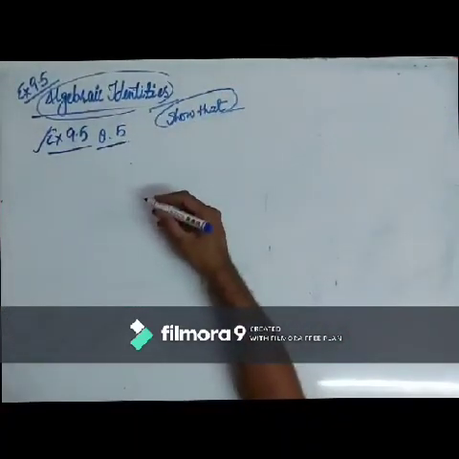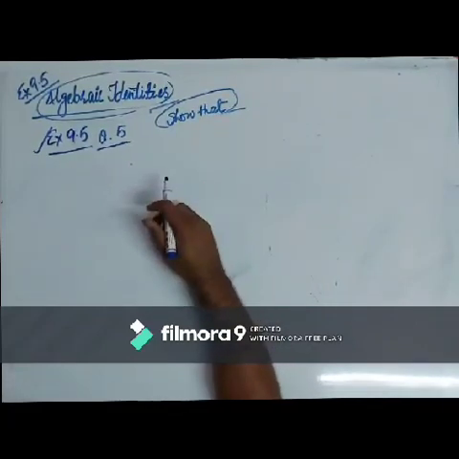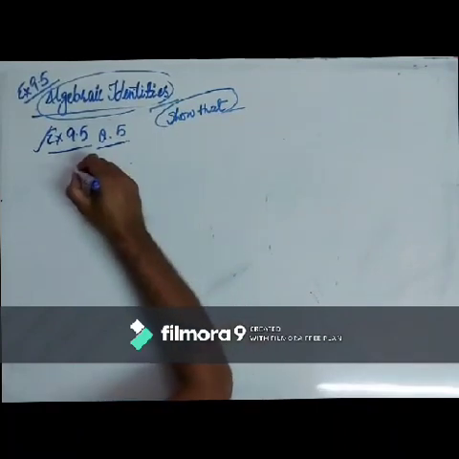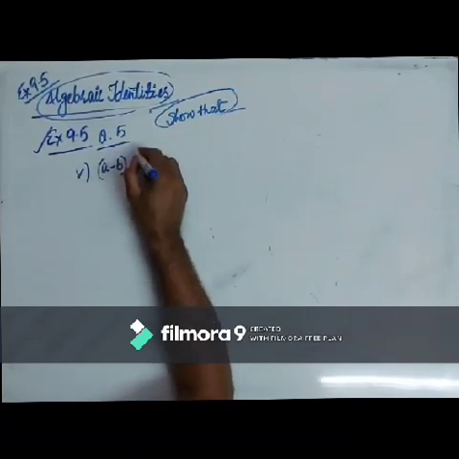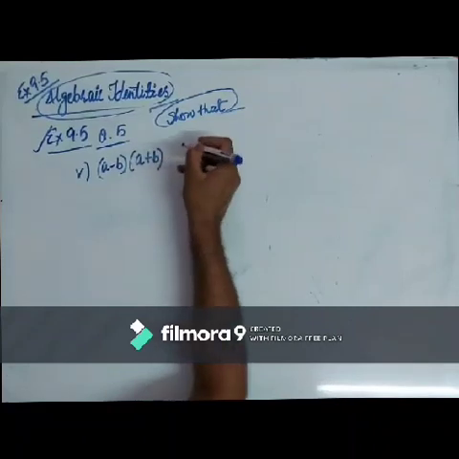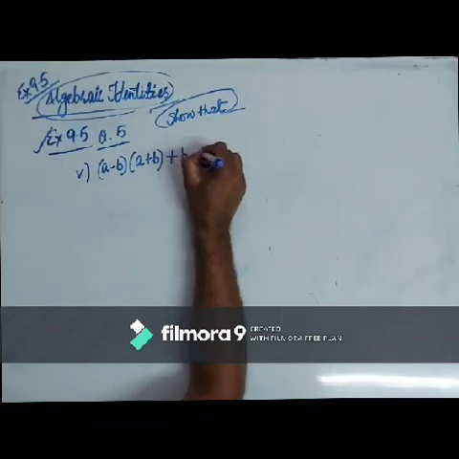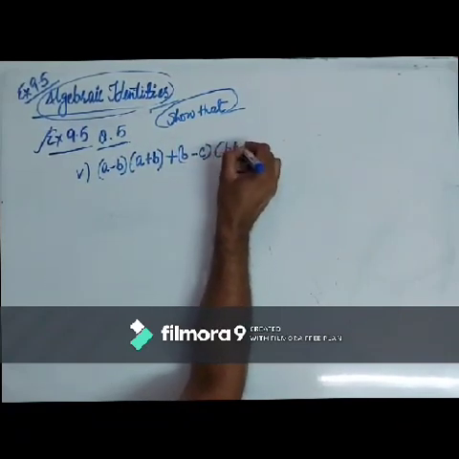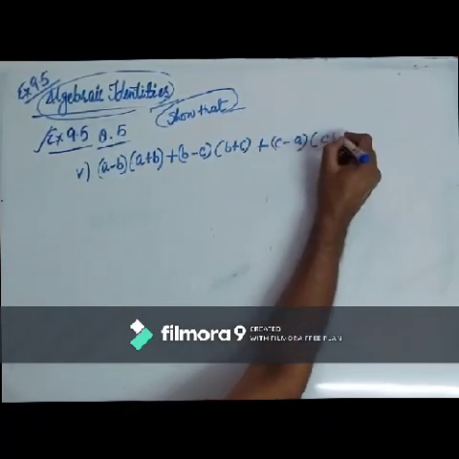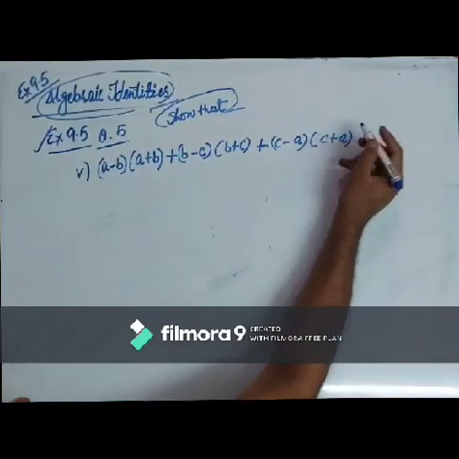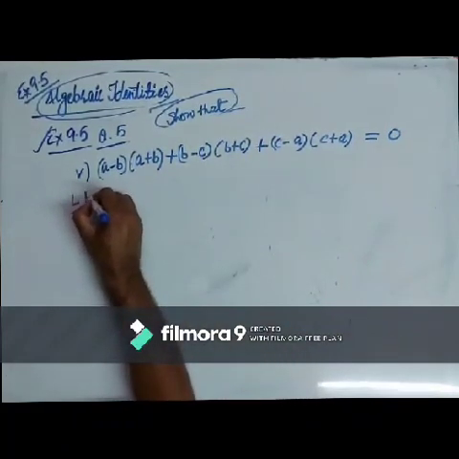All other components in question number 5 are a bit same, so nothing to worry about. I'm just doing for you part number 5. Part number 5: (a − b) into (a + b) plus (b − c) into (b + c) plus (c − a) into (c + a), right? So is equal to 0. I have to prove it. So this is left hand side, right hand side is 0.